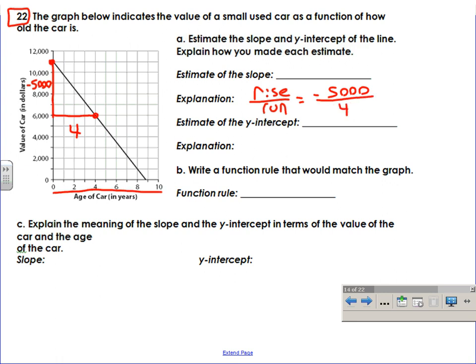Negative 5,000 divided by 4 is negative 1250. So my slope is negative 1250. Now the y-intercept is just this point right here where the graph hits the y-axis, and that's 11,000. Or if you want to be super precise, (0, 11,000). So the explanation is where the line hits the y-axis.